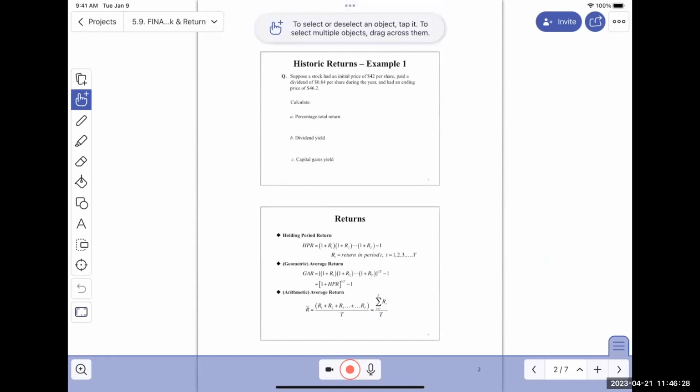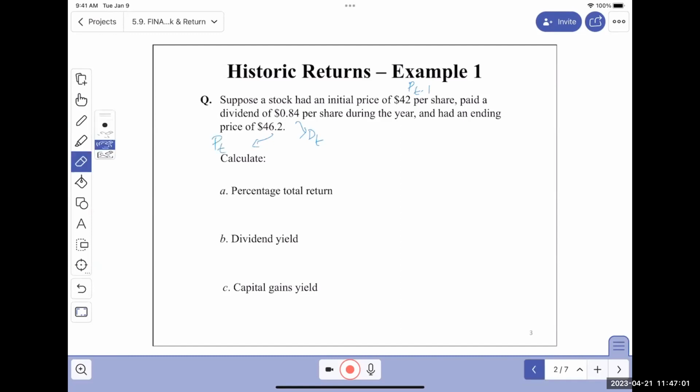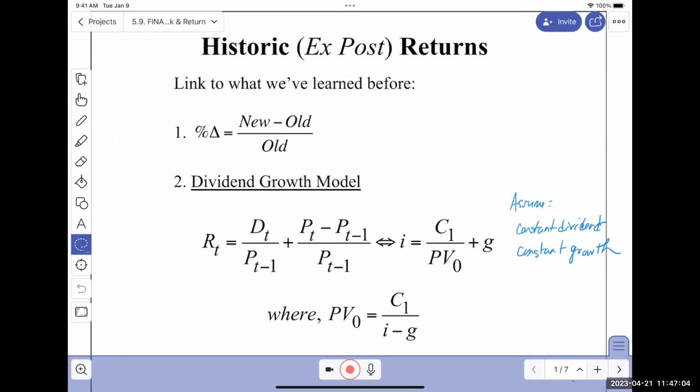All right, so let's use this with some values. Let's calculate historic returns. And remember, historic returns, stock returns, those are the assumptions built into what I'm doing here. Suppose a stock had an initial price of 42. I'm going to call that PT minus 1, because it's the initial one. Per share, it paid a dividend of 84 cents. So this is DT during the year, and had an ending price of 46. So this is PT.